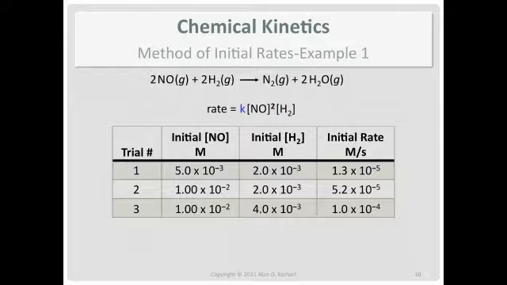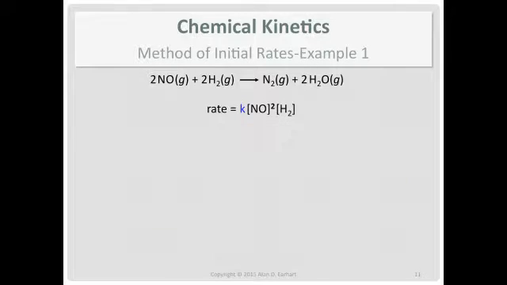The second part was, what is the value for the rate constant K? Let's take the data away for a moment. Well, we have one equation, one unknown, so let's mathematically rearrange it for the part we don't know, for K. So it's rate divided by the concentration of nitrogen monoxide squared and the concentration of H2.